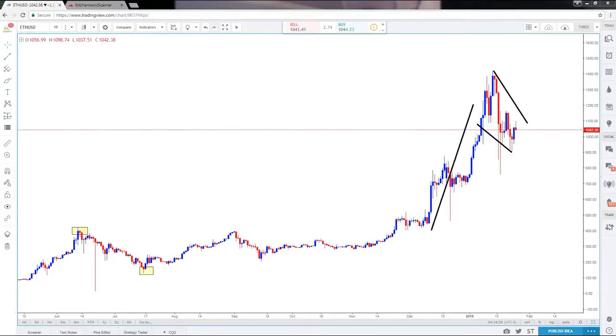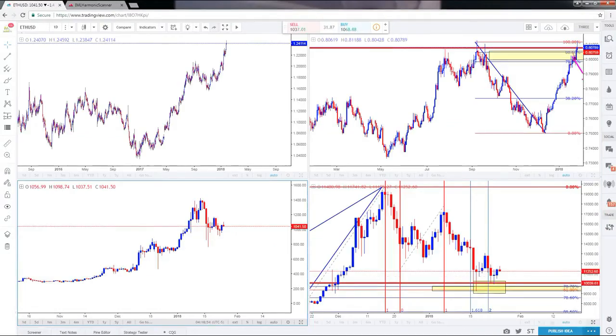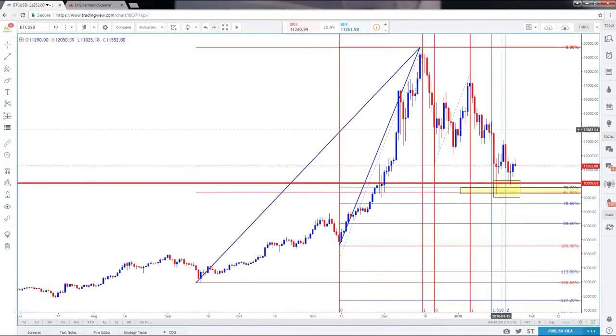This is a bullish flag pattern. You're getting that consolidation, and eventually this should trade a lot higher. So this is normal consolidation within a trend, and it should ultimately trade higher. So I like the Ethereum, and Bitcoin was another one we watched.